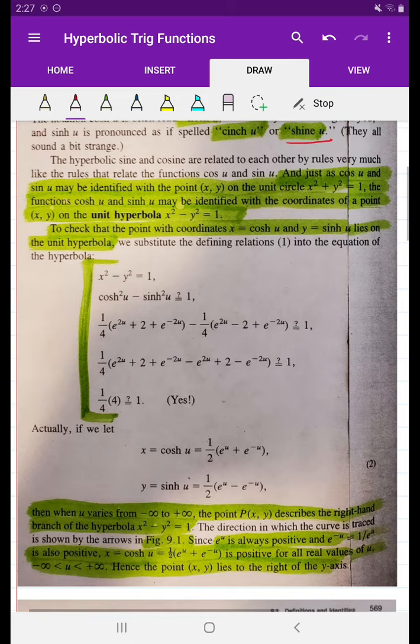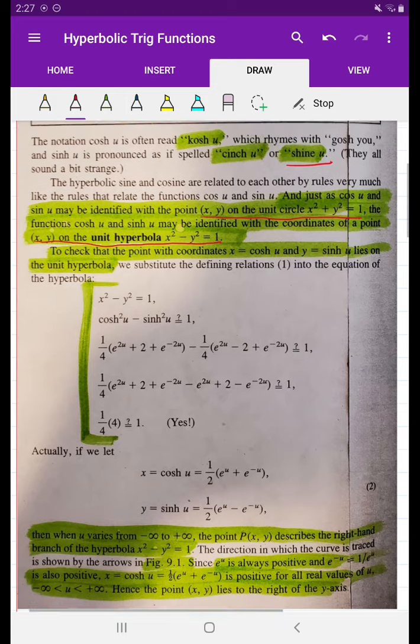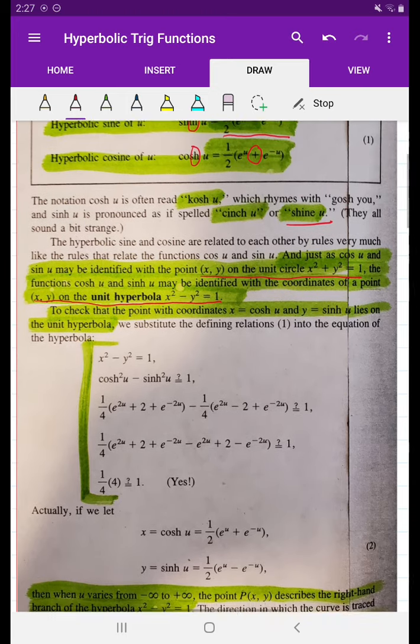Now, where do these come from, and how can we see them graphically? Cosine and sine are identified with the point (x, y) on the unit circle x squared plus y squared equals 1. And so cosh u and sinh u are identified on the unit hyperbola x squared minus y squared equals 1. If you want to check the points with the coordinates, you could just substitute these identities that we were just given.